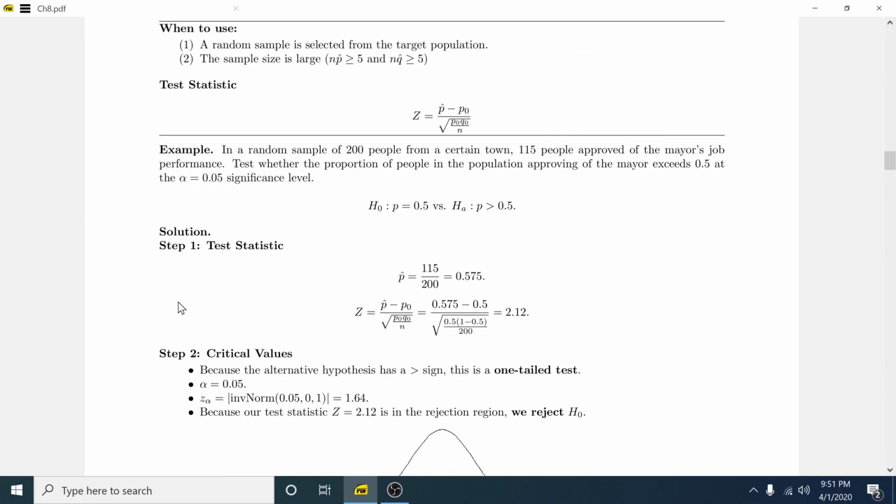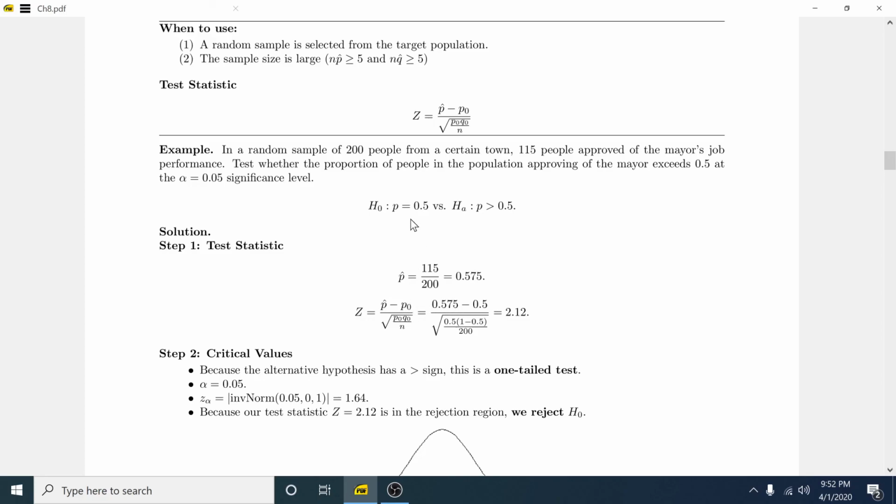You guys all know that on population proportions, we need to get a p-hat. So we're just going to take the 115 over 200. That's going to give us 0.575. And then this is our test statistic. So we're just going to have 0.575. That's the number we just got. And then this is minus p-naught.